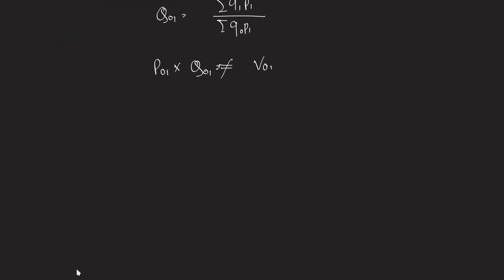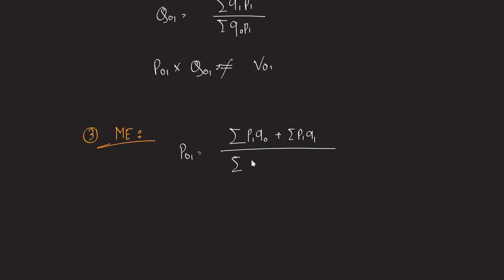Next, the third one is Marshall Edgeworth. In the case of Marshall Edgeworth, the value P01 is summation P1 Q0 plus summation P1 Q1 by summation P0 Q0 plus summation P0 Q1.